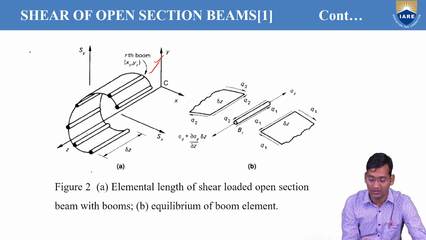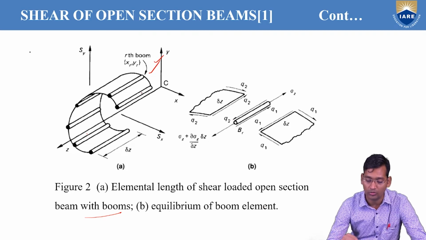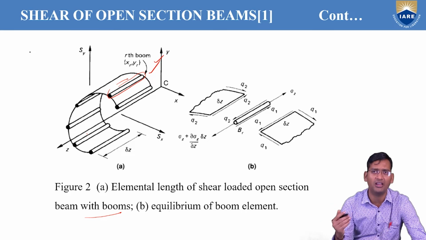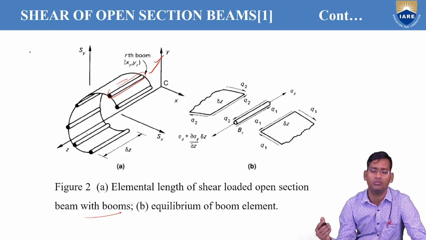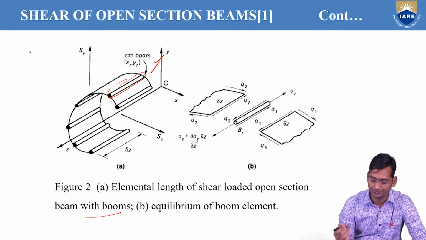Now just see, first, figure A is the elemental length of a shear loaded open section beam with booms. Second is the equilibrium of the boom. So now this is the rth boom. Now we are considering only this one, and then we can take the value of r as 1, 2, 3, 4, whatever the number of booms will be.